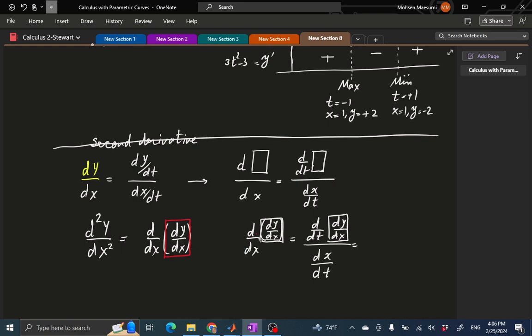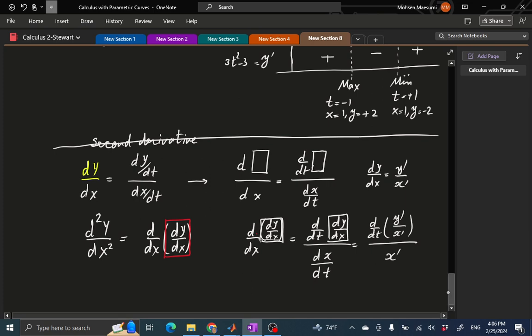Now, as I said at the beginning, this writing is going to be a little bit of a torture. So let's go ahead and use the prime notation. You remember dy/dx, we showed by the chain rule that is y prime over x prime. And these are all with respect to t. So this is d/dt of y prime over x prime, over dx/dt, whose notation was also just x prime.